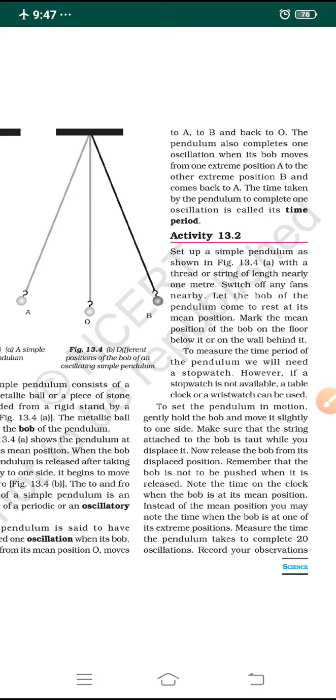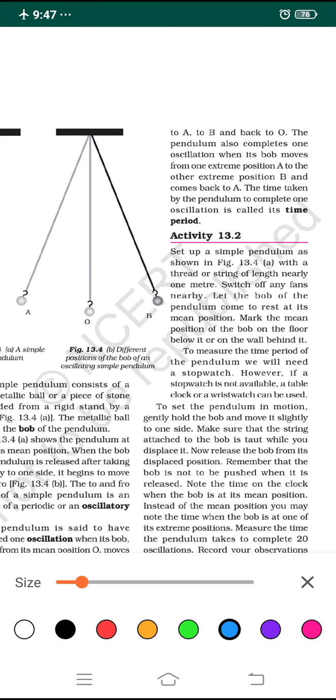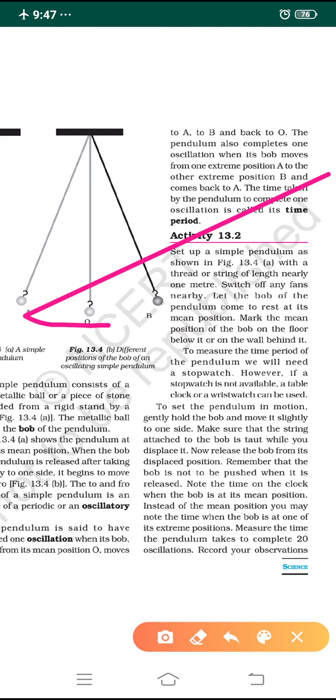Now to set the pendulum in motion. Now we have left it freely. The bob of the pendulum is moving slowly, and it comes to the rest position and stands. To set it in motion, you have to gently hold the bob and move it slightly to one side, like this.